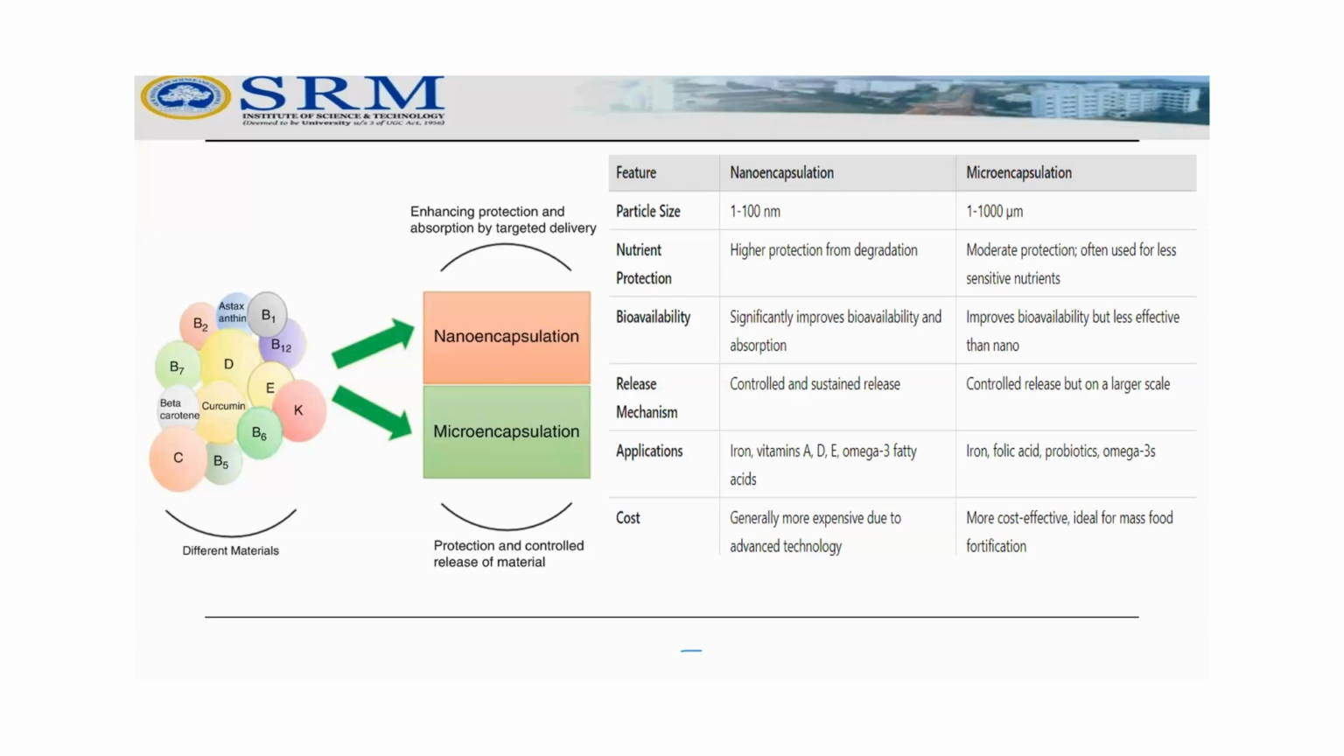Whereas in micro encapsulation, the bioavailability improves but is less effective than nano encapsulation. The release mechanism is also very effective and could be controlled, leading to sustainable release with nano encapsulated materials when compared to micro encapsulation. Then applications, it could be used for any vitamins. With respect to cost, generally it is very expensive when it comes to nano encapsulation technology adoption. At the same time, microencapsulation is more cost effective, ideal for mass food fortification.